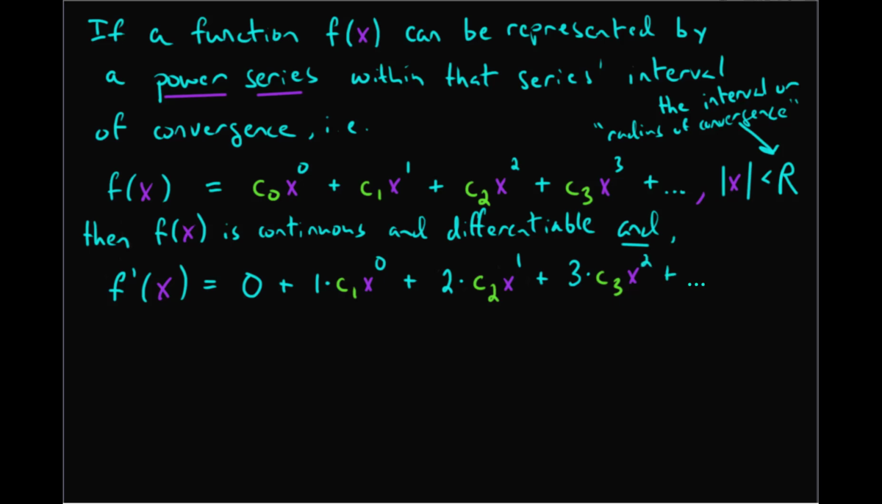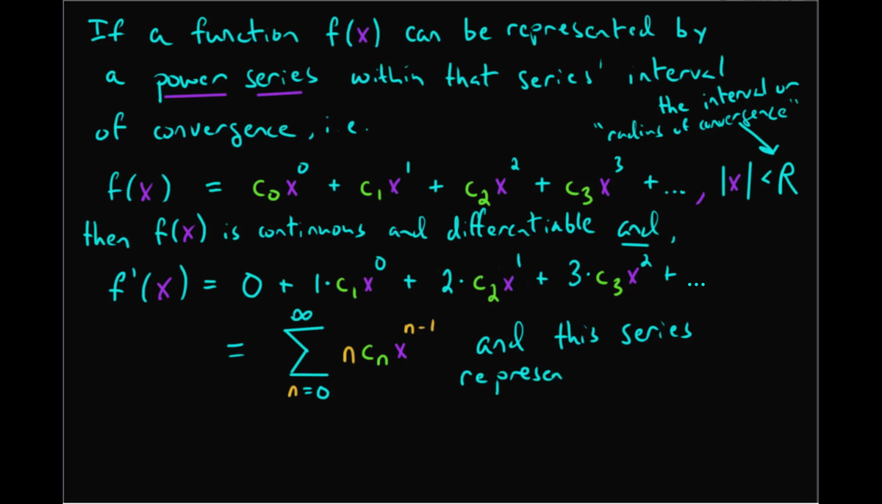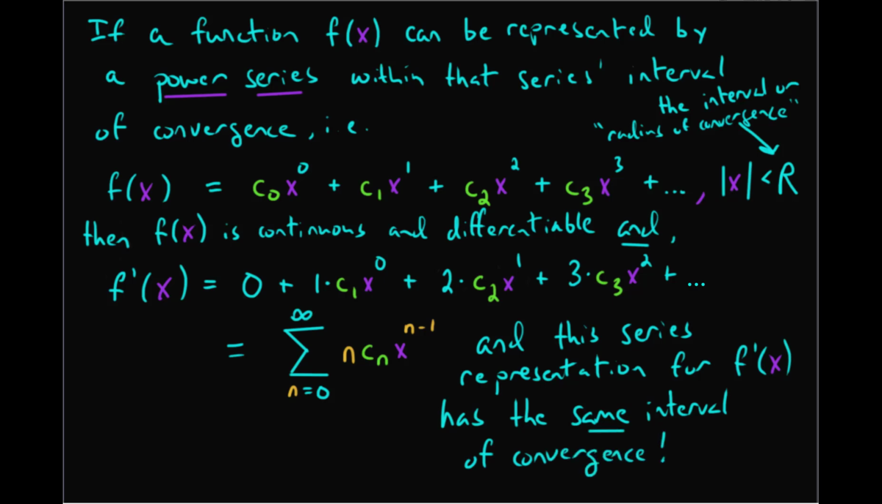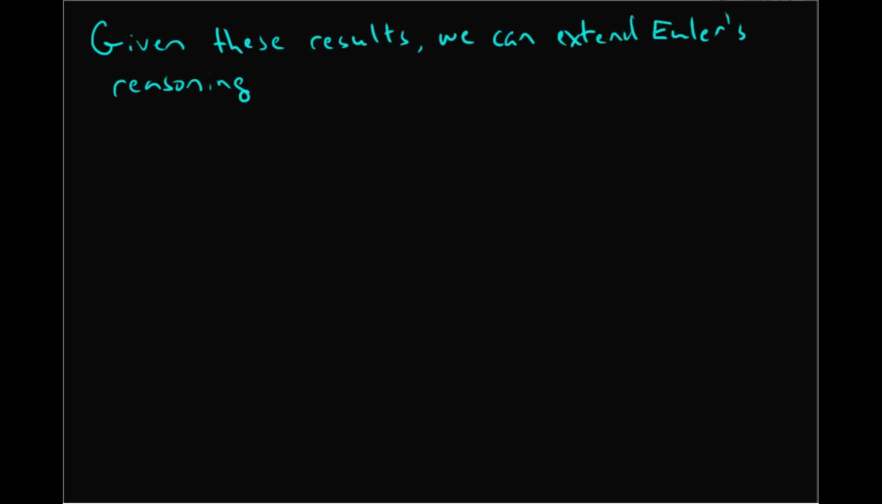plus dot dot dot. More concisely, f prime of x will equal the sum from n equals 0 to infinity of terms of the form n times c sub n times x to the n minus 1. And importantly, this series representation of f prime of x will have the same interval of convergence as the series representing f of x. Now, given the above results from analysis, we can extend Euler's reasoning as follows.